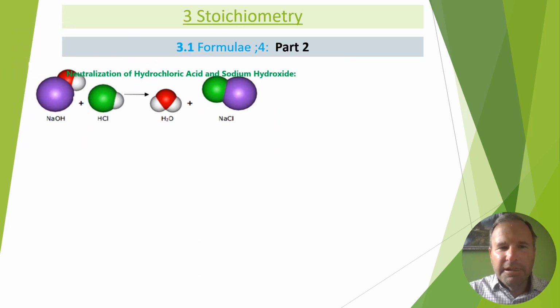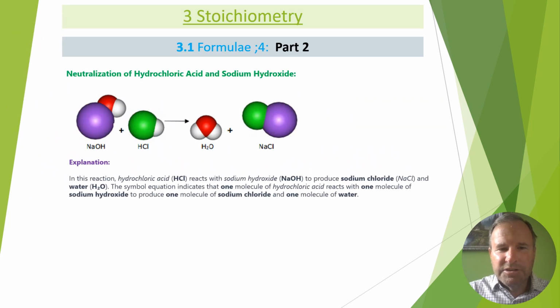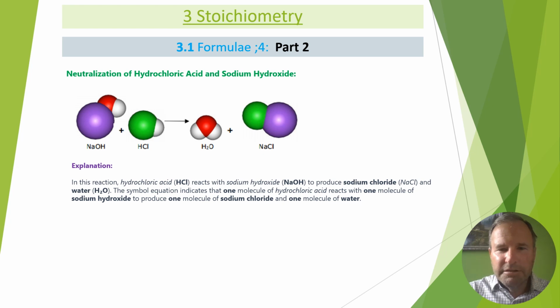We are giving a bit more detail, explanation here. So you can see that 1 molecule of sodium hydroxide reacts with 1 molecule of hydrochloric acid to form 1 molecule of water and then 1 molecular ionic compound of sodium chloride.